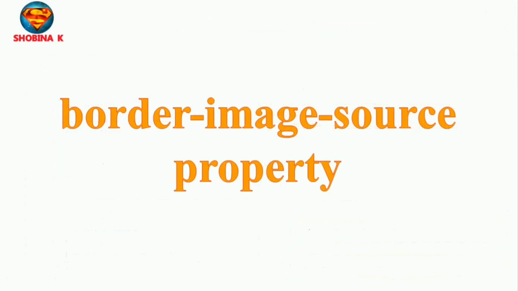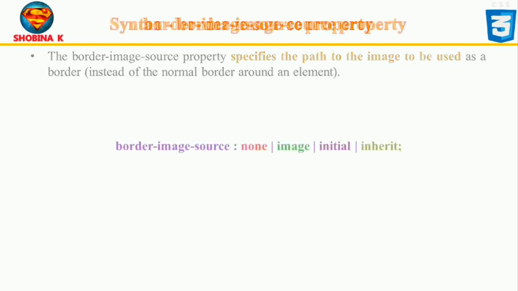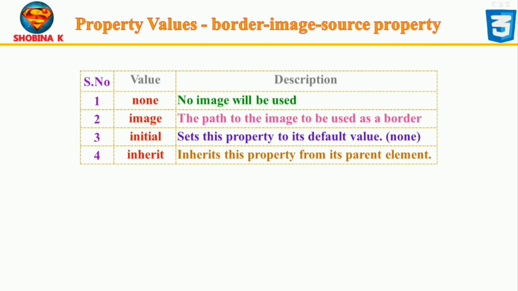Border image source property. This property specifies the source of the border image. It sets the path of the image, or we can say that it specifies the location of the image to be used as a border. This is the formal syntax for the border image source property. If the value is none or if the image is not displayed, the border style will be used.